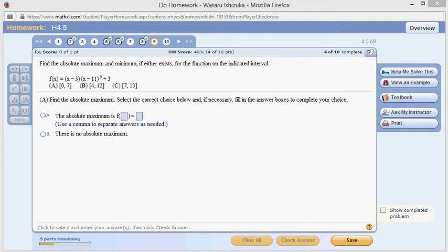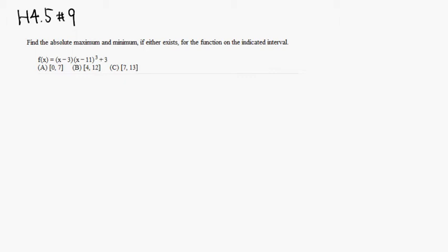Alright, let's look at homework 4.5, problem number 9. I'm going to just do part A since part B and part C are very similar. First thing is let's find the critical numbers.